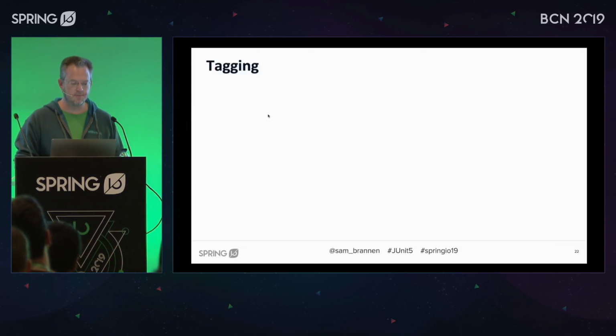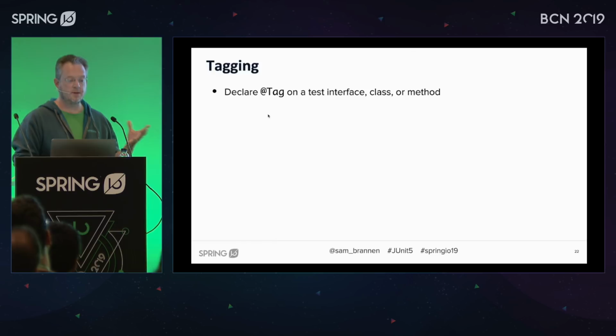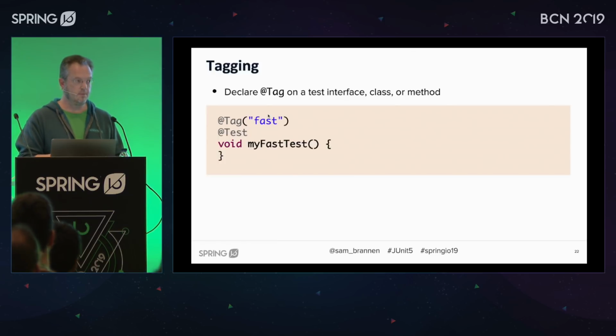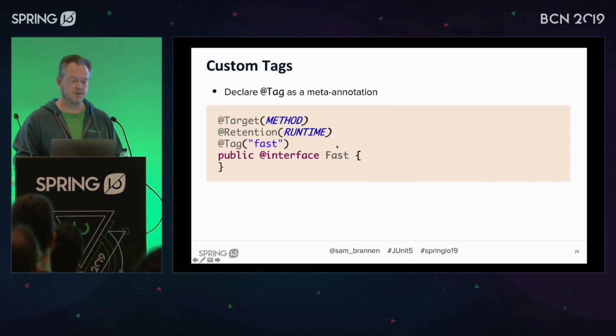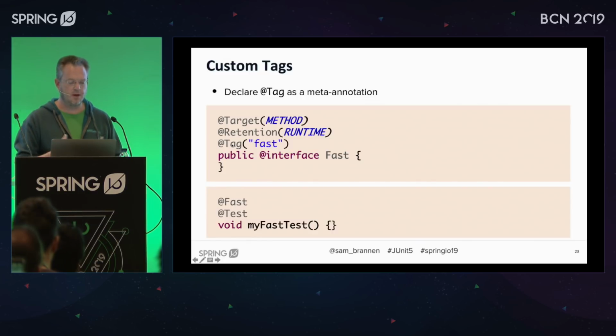Tagging and custom annotations. For tagging, all you have to do is write @Tag on an interface, class or method and give it a string like this, @Tag("fast"), and this is my fast test. But maybe you don't want to repeat that all over the place. Maybe you want to change the name at some point. So you can come up with custom tags. You can use the Tag annotation from JUnit as a meta annotation on your own annotation. So here we're writing our own Fast annotation. We've annotated that with @Tag("fast"). Then we can just say @Fast and @Test throughout our code base, and we reuse that.